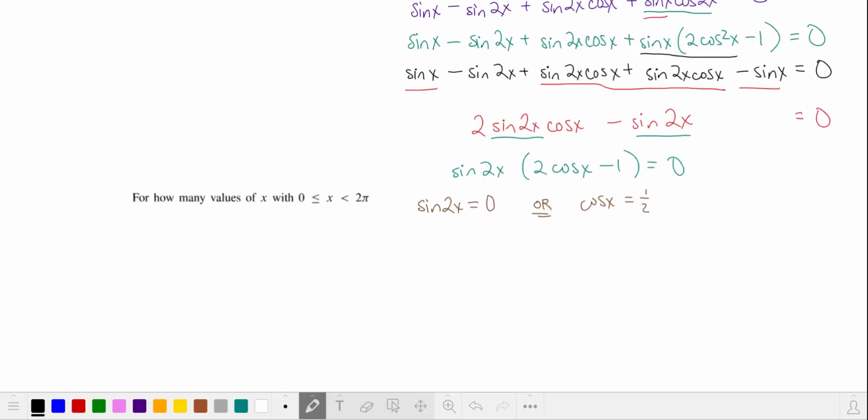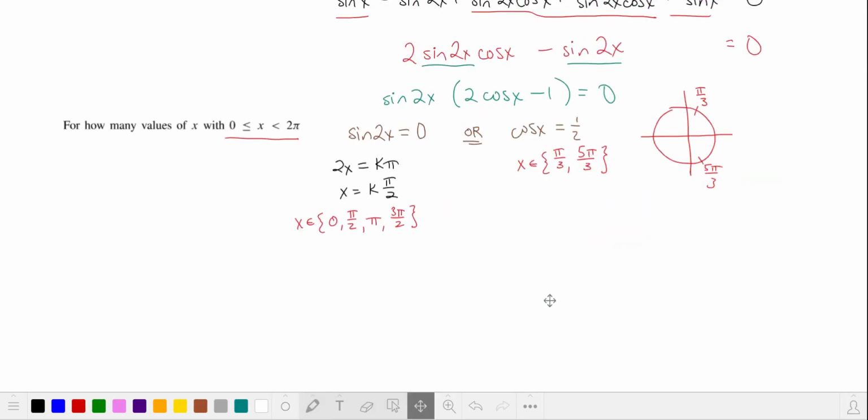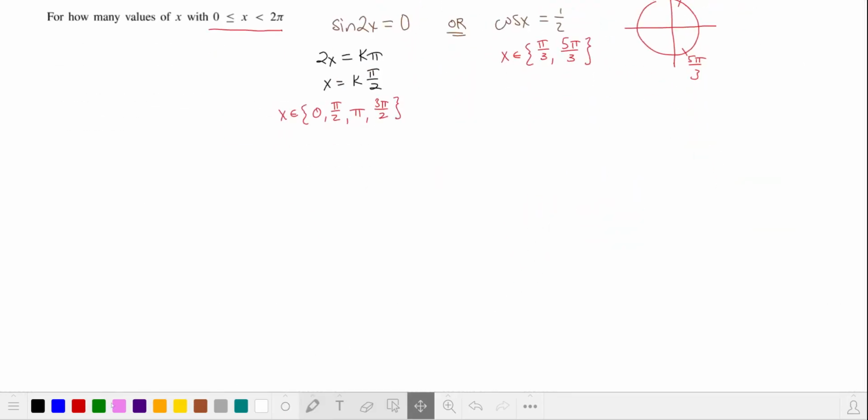In order for sine of 2x to be equal to 0, 2x is going to be a multiple of pi. x is going to be a multiple of pi over 2. On this interval, that restricts x to 0, pi over 2, pi, and 3 pi over 2. Cosine of x is equal to 1/2 when x is equal to pi over 3 or 5 pi over 3. In order for p to be equal to 0, we also have to have the real part equal to 0.